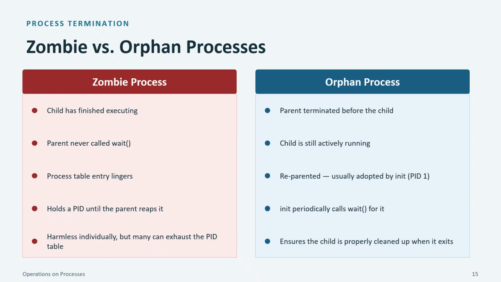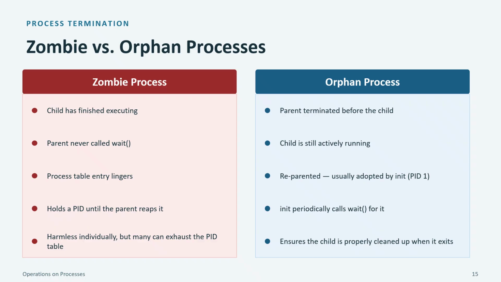First, let us understand a zombie process. A zombie is a child process that has already finished execution, but its parent has not yet called wait to collect its termination information. Therefore, an entry for the process may remain in the process table. The process is not actively executing, but it still occupies a process table entry and retains its PID until it is reaped. One zombie by itself may not be a serious problem, but if a large number of zombies accumulate, they can consume available process table or PID resources.